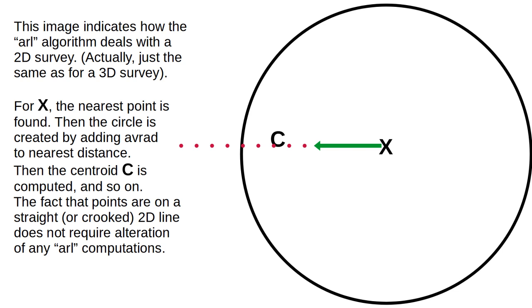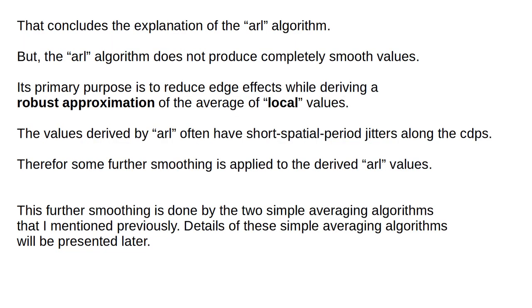This image indicates how the RL algorithm deals with a 2D survey, actually just the same as for a 3D survey. For X, the nearest point is found. Then the circle is created by adding avrad to the nearest distance. Then the centroid C is computed, and so on. The fact that points are on a straight or crooked 2D line does not require alteration of any RL computations. That concludes the explanation of the RL algorithm.